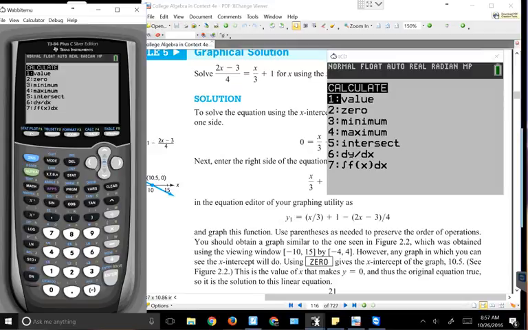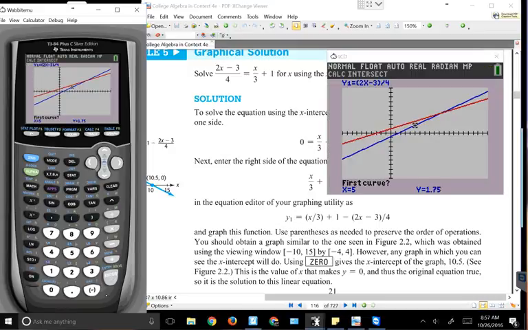These two lines intersected, so guess what I want to look for? Number 5, the intersection. So I'm going to go down to 5, press enter. Okay? First curve, yep, enter. Second curve, yep, press enter. Guess. Just do that. So it says the intersection x is equal to 10.5 and 4.5. Okay? So when x is equal to 10.5, y is equal to 4.5. So we would say that the intersection is at where? 10.5, right? Okay.